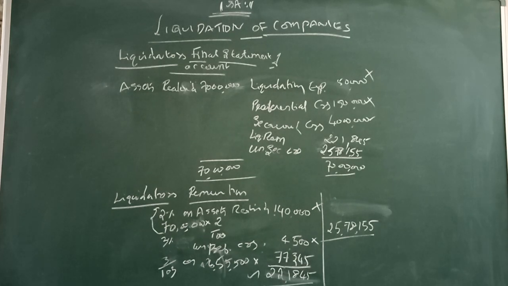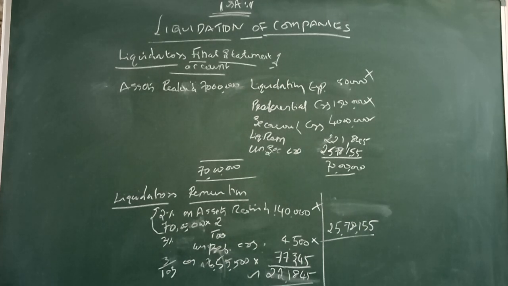Though this item is named the final statement of account, actually this is not an account. This is not as per the double entry principle. This is a statement we are preparing. But for easy understanding, I have taken one side for the cash receipts we have, and on the other side the payments we should make. In that way we have to prepare.